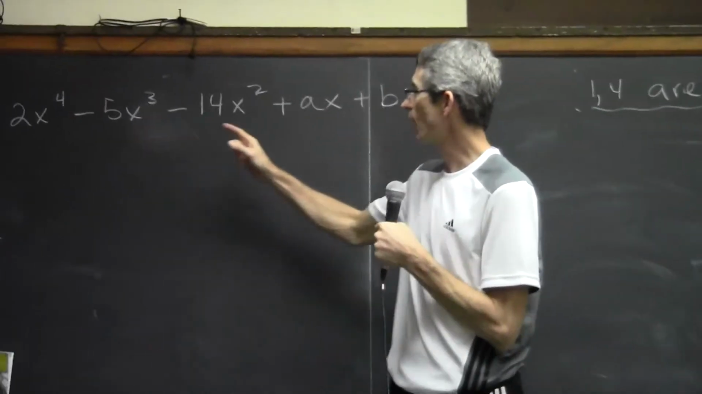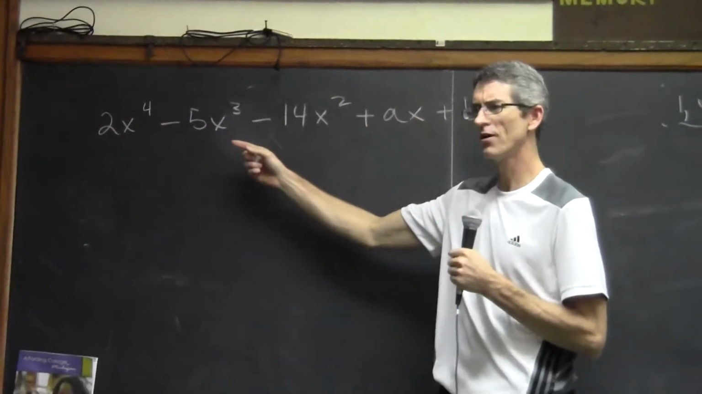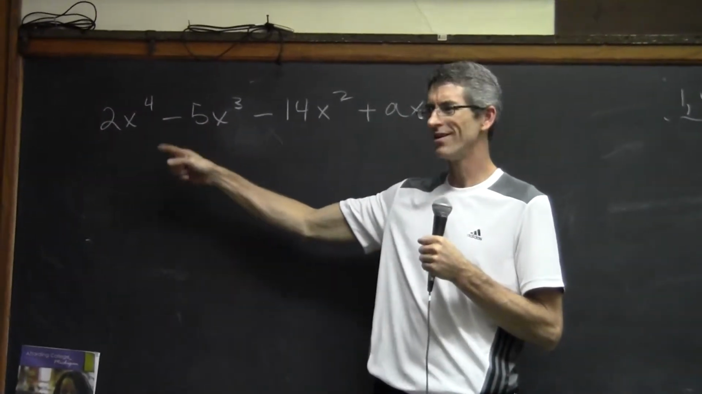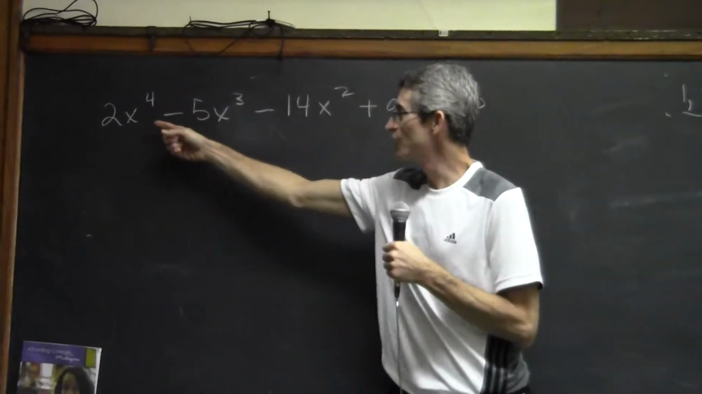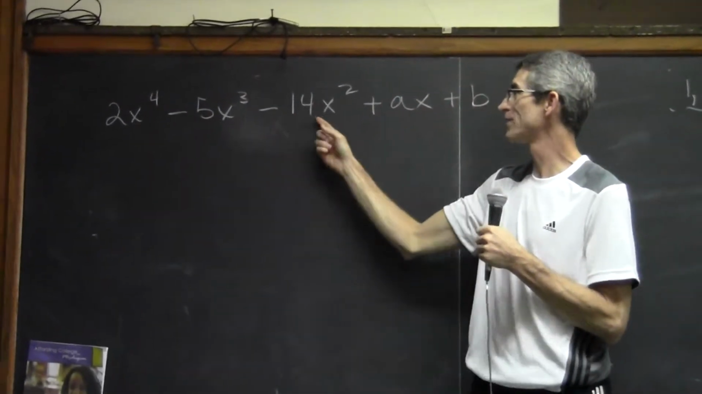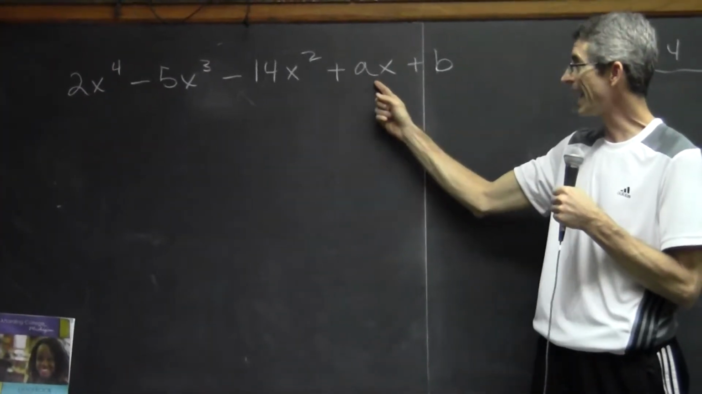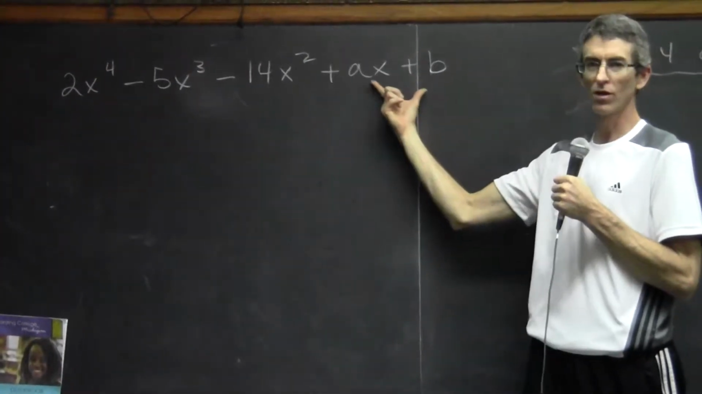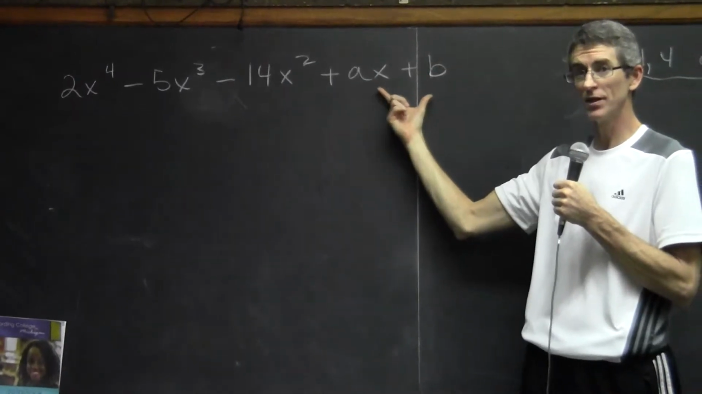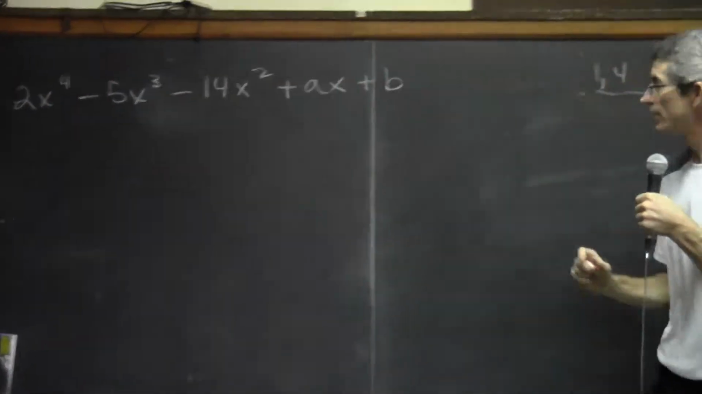Let's try this. So we have this fourth order, is that what you call it, a fourth order polynomial? Thank you, Jonathan. And it's 2x to the fourth minus 5x cubed minus 14x squared. So far, so good. And now they're throwing us a curveball, plus ax plus b. So a couple of constants here. They want us to figure this out with the given situation.